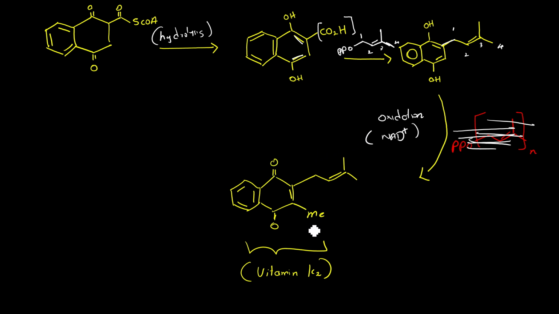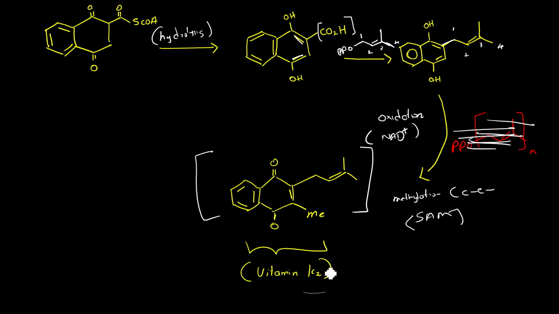And also you can see there's a methyl group being attached here. So I hope you know how to attach a methyl group, right? This is basically a methylation. It's a carbon methylation. So basically there is SAM. SAM is the molecule which is going to do the methylation part. So here we have our final molecule. This is vitamin K2.